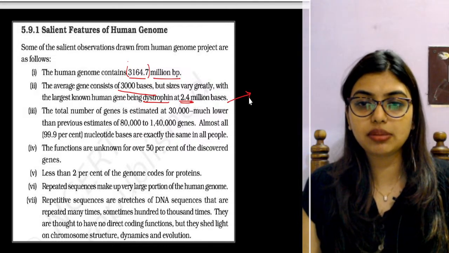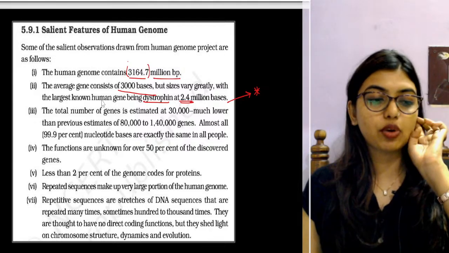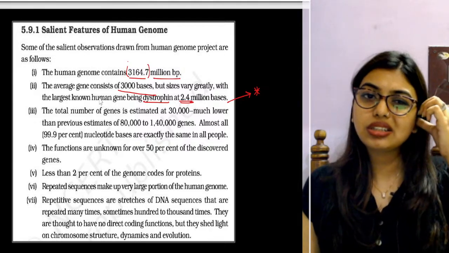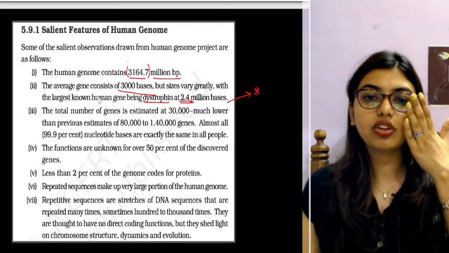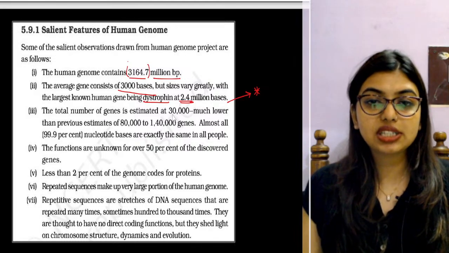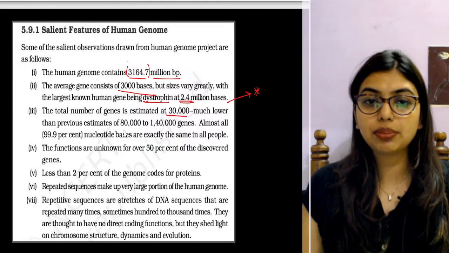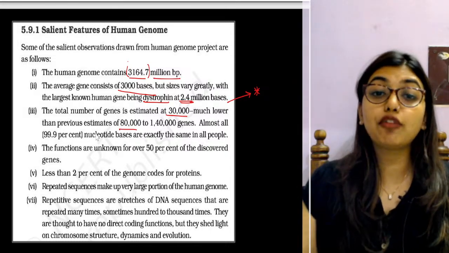So this you please remember and keep. I know other numbers you might forget, but try to remember as much as possible. Usually they won't ask the numbers, but sometimes they ask. Like dystrophin, they can ask. Now the total number of genes is estimated at 30,000, much lower than the previous estimate. The previous estimate was around 80,000 to 140,000 genes.